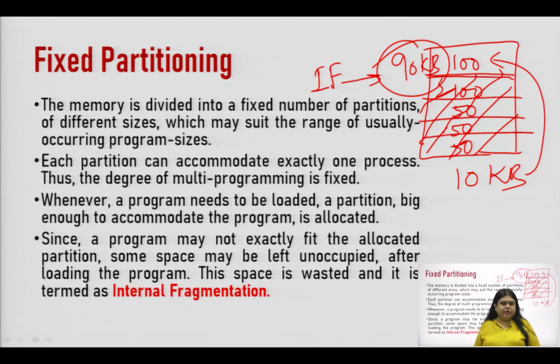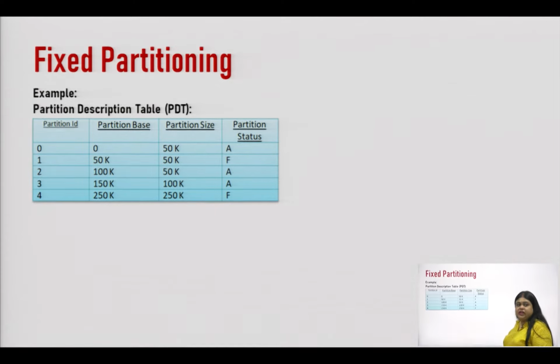Now, let us see how fixed partitioning works. Over here I have taken an example. You can see these are the partition IDs. We have taken 5 partitions. These are the partition sizes. The first 3 partitions are of 50 kb size, the fourth one is 100 kb and the last one is 250 kb, and these are the partition bases. Partition base is nothing but the starting of the partition.